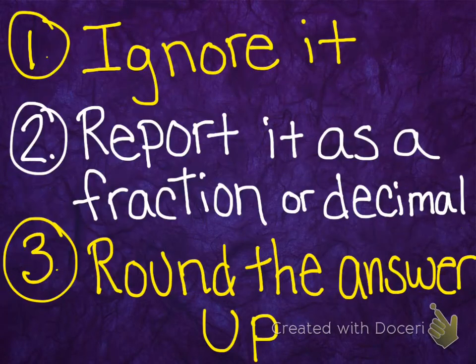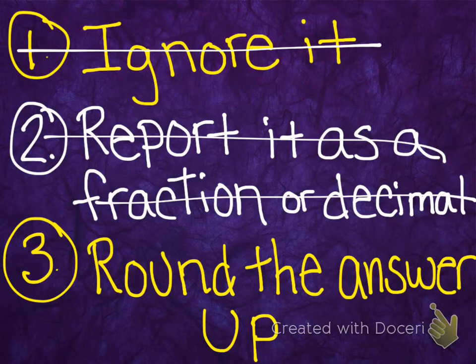No, that's not. So if we look back at our 3 options for what to do with the remainder, ignoring it isn't going to be nice. We can't have those 5 people just stand. So I'm going to cross it off. Next, we can report it as a fraction or a decimal. Do I want parts of a table? No. So I'm going to cross that off. The third option says round the answer up. Can I round 9 tables up to 5 tables? Would that give me enough tables?